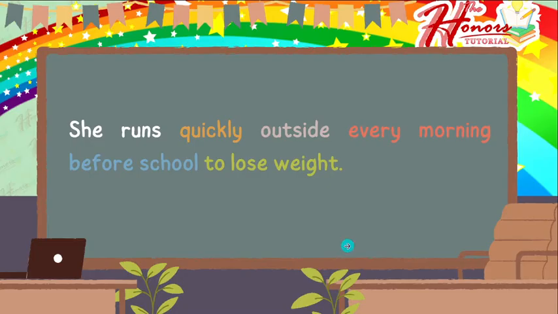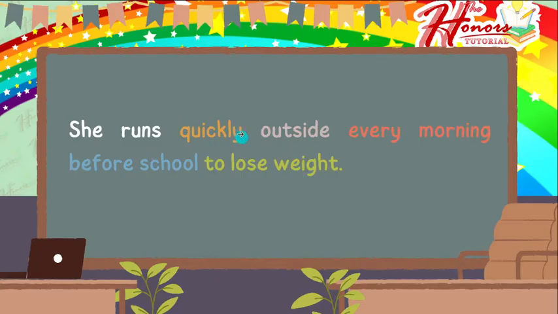So let me read it first. She runs quickly outside every morning before school to lose weight. So this is an example of a sentence containing all the types of adverbs. As you can see, it starts first with the noun and then followed by the verb. So you're going to put the adverbs after the verb. So we have here all of the 5 types of adverbs.